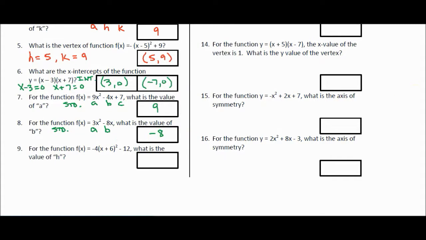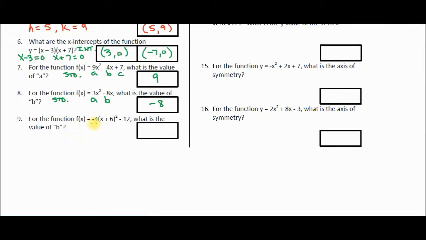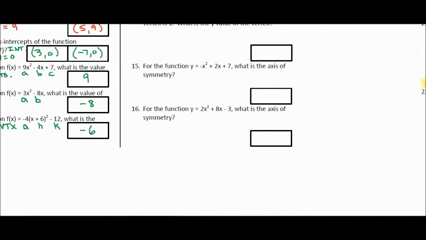And number 9, for the function f of x equals negative 4 times x plus 6 squared minus 12, what is the value of h? Well, this is vertex form. Vertex form, that makes the negative 4 a. The number inside the parentheses is h, and the number outside the parentheses, the constant, is k. Remember, when we pull h out, we flip the sign, and that means h here is negative 6. Let's get a couple more in, and then we'll start a new video.